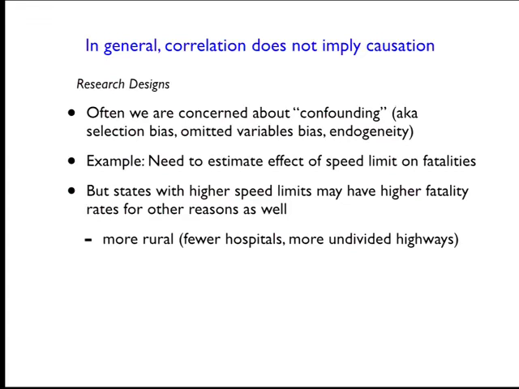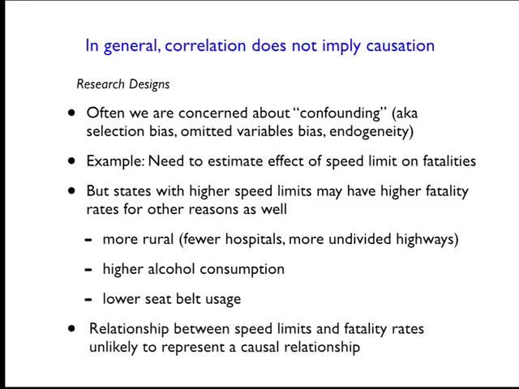So these rural states have higher speed limits, but they also just have fundamentally more dangerous highways. They also have higher alcohol consumption, obviously not good for traffic fatalities. Lower seatbelt usage, also not good. So there are all these reasons why you might think that states that have higher speed limits might have higher fatality rates even absent those higher speed limits, right? So the raw relationship, if you just compare fatality rates in high speed limit states versus low speed limit states, is probably going to be contaminated by some sort of confounding.